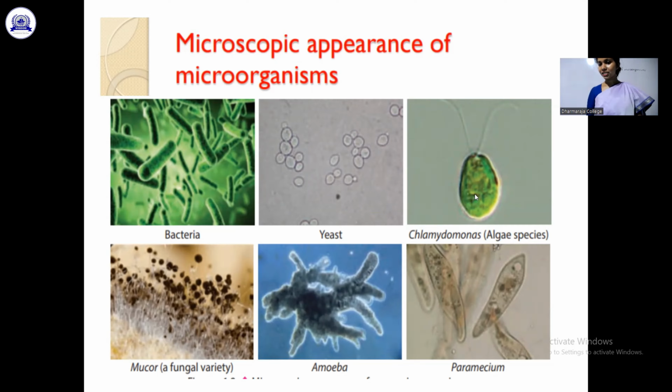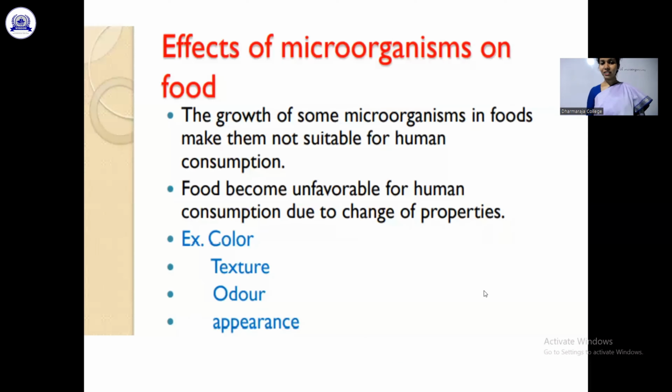And Chlamydomonas, a green colored algae which is able to do photosynthesis. Mucor, a fungus which grows on bread. We call it fungus, bread mould. Amoeba and paramecium are some of the microorganisms we commonly observe.